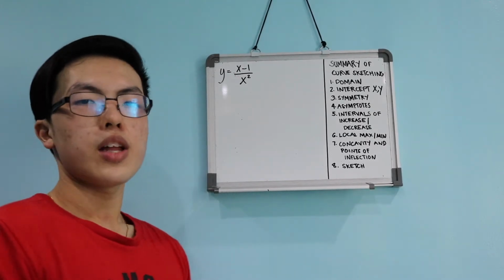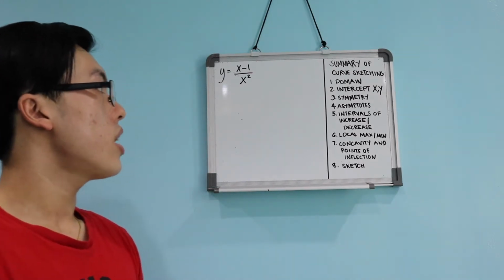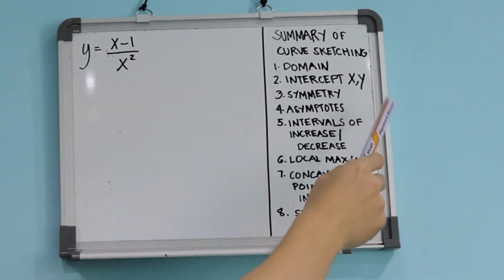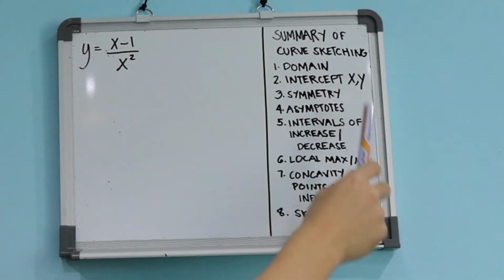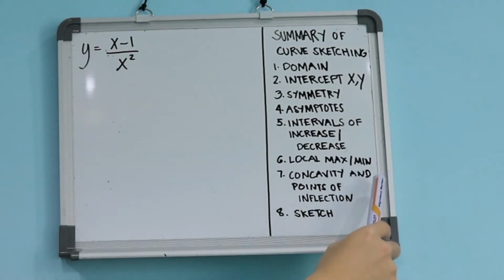To summarize everything that we have learned in sketching algebraic and transcendental curves, we know that in curve sketching, we need to get the domain, the intercepts, x and y, symmetry, asymptotes, intervals of increase and decrease, local max and min, concavity, and points of inflection. And lastly, after getting all the data, you need to sketch it.